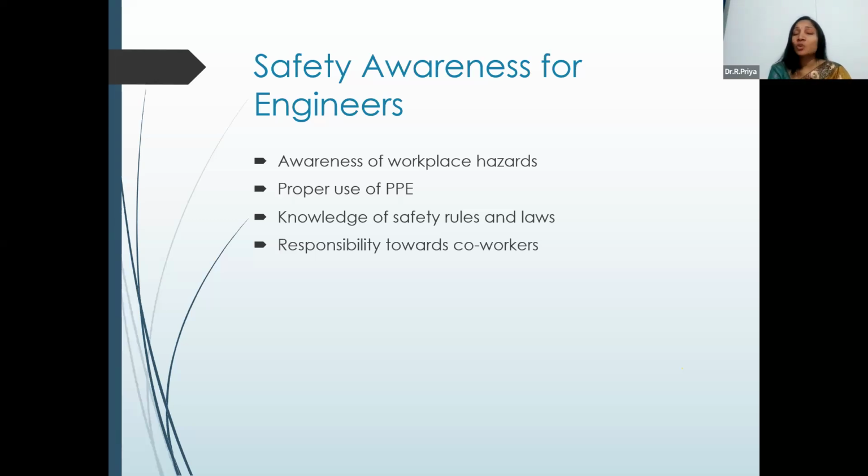Then a responsibility towards co-workers. Safety awareness is not an individual responsibility alone. The engineers must look out for the safety of their colleagues and workers. So reporting unsafe acts or conditions can prevent accidents. For example, if an engineer notices a co-worker entering a confined space without proper authorization, intervening immediately can prevent serious injury or fatal accidents. So safety-aware engineers protect not only themselves but also their co-workers and the organization as a whole.